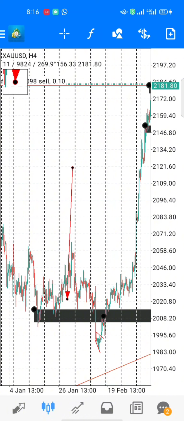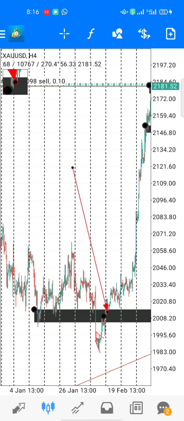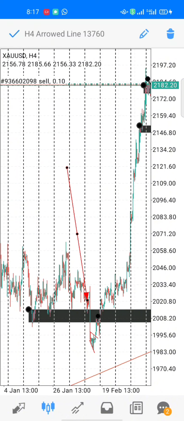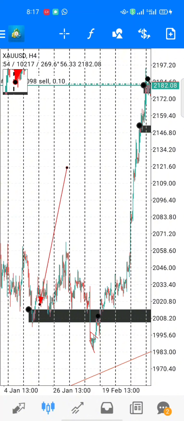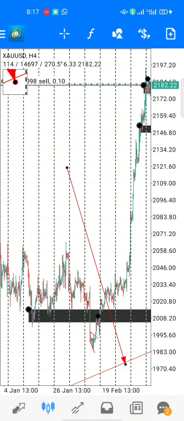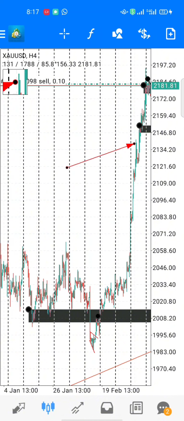So the market created a head and shoulder pattern here, and the market failed to break this zone here. So these are the very key zones that show me that this point is very powerful. Once the market was failing to break it, I'm not expecting a bullish momentum, and you saw what the market did. The market started going on a bullish momentum.